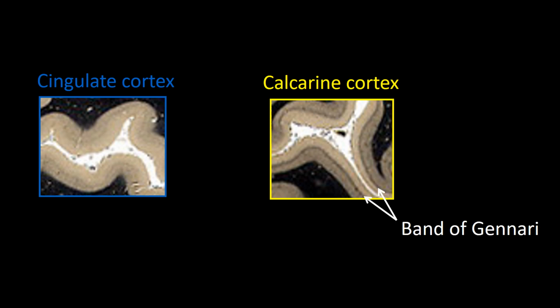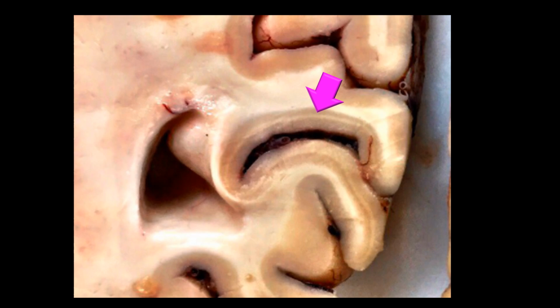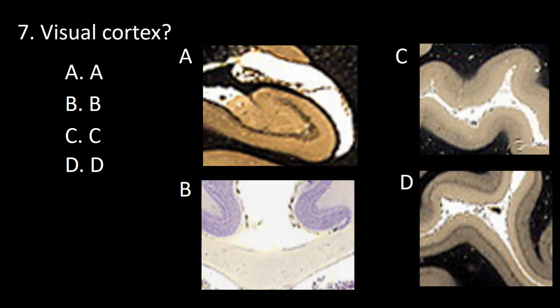Notice the thick dark band of myelinated fibers. This band is called the band of Gennari and consists of a prominent outer band of Baillarger. As you can see here, the stria or band of Gennari can be seen in a fresh specimen as a white line. So the answer to this question is D.